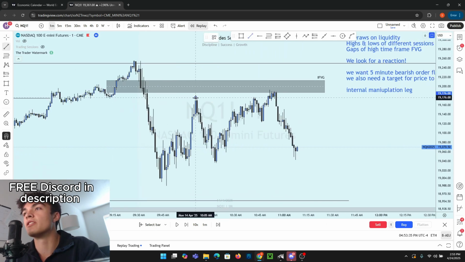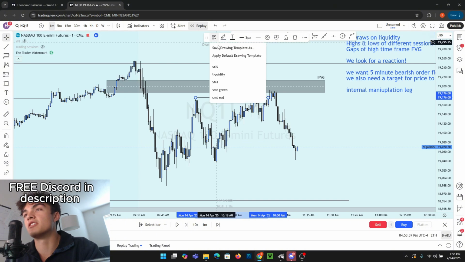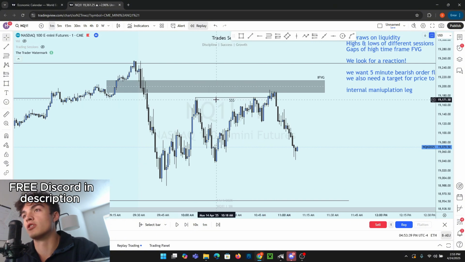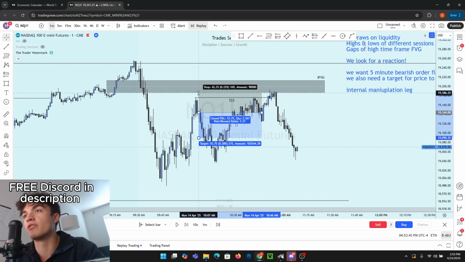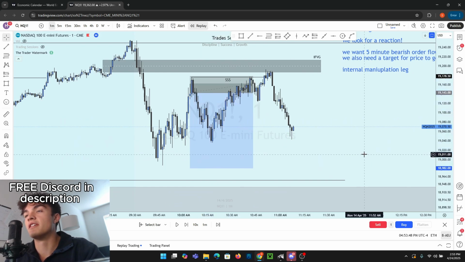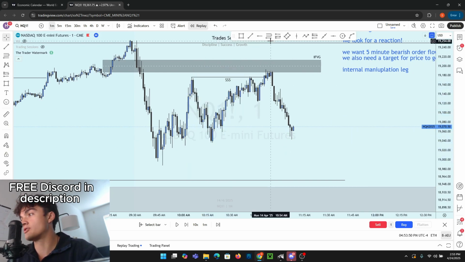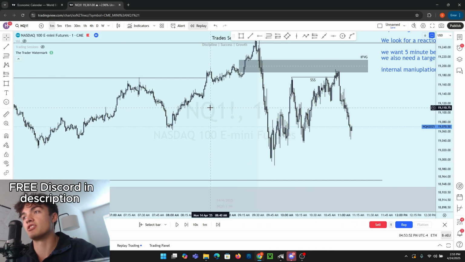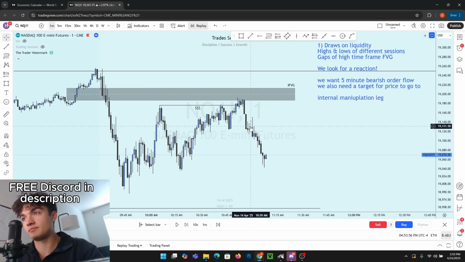We see price here create another manipulation leg, swooping out this internal liquidity. This is a prominent high where a bunch of retail traders like yourself might have had stop losses, right? This is a draw on liquidity. This is not as strong a draw on liquidity as a session high or a session low. This is internal liquidity, and this is where we find our manipulation leg.